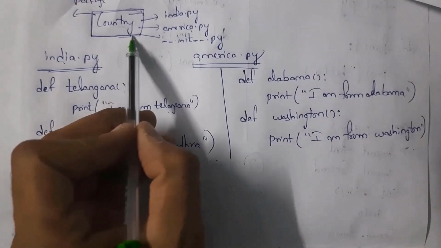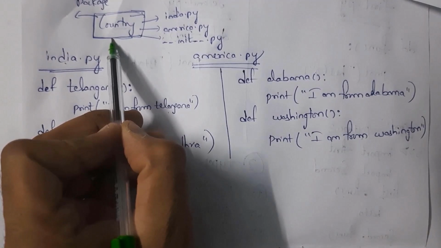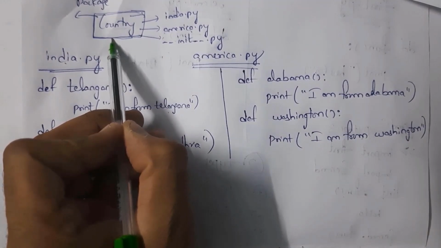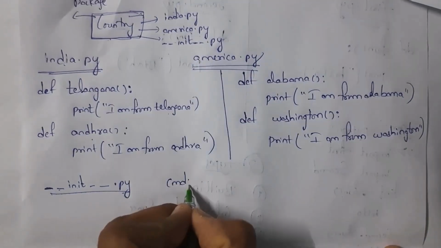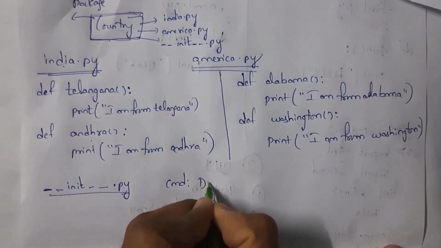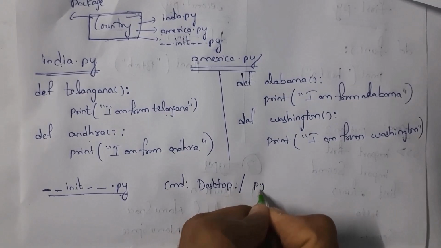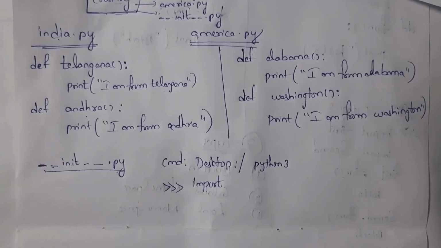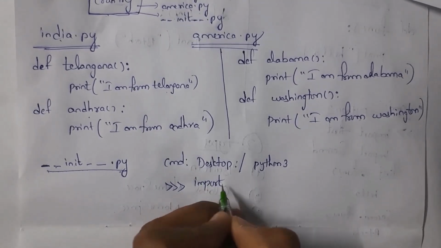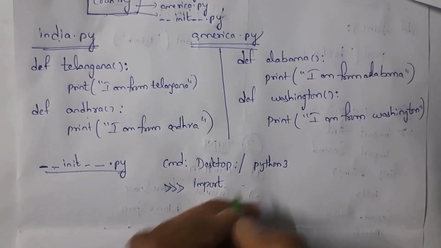If this package country is present on the desktop, then you need to open command prompt in the desktop location. For example, let us consider this country folder is present in the desktop location. So open command prompt in the desktop location. Open Python by typing python3. Now inside this, write import. By using the import keyword, you can import packages or modules. I want to import the package, so I wrote import and the package name, that is country.